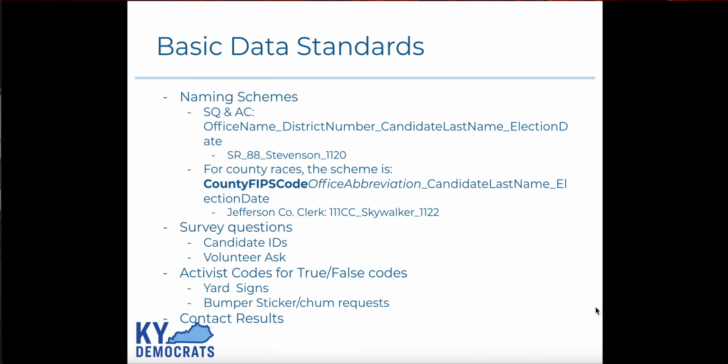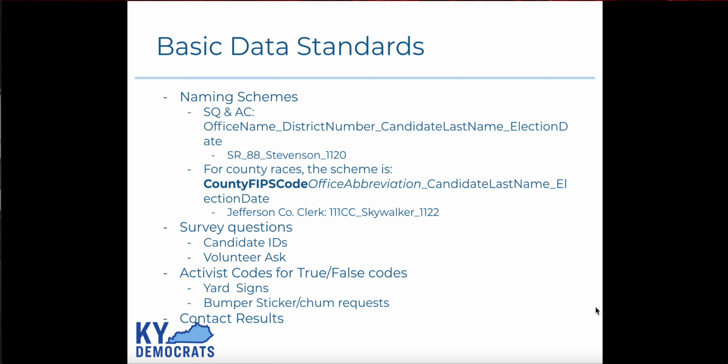So those are what those naming schemes are. For survey questions, the most typical ones that we're going to have are candidate IDs and the volunteer ask. The candidate IDs are going to be your 1 through 5 scale of strong support, strong Democrat, undecided, lean opponent, lean Republican, or strong Republican. Volunteer ask is going to be 1 through 4: a yes, maybe, later, or no option.